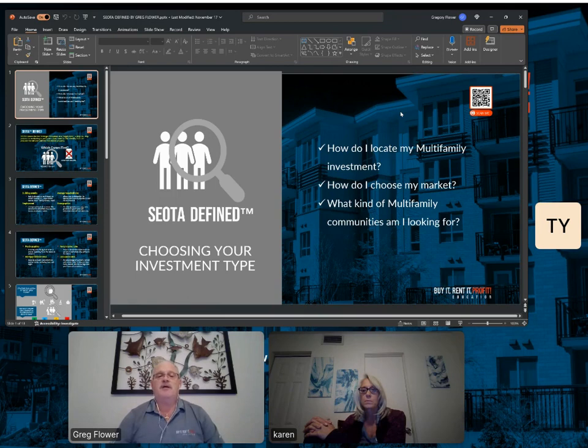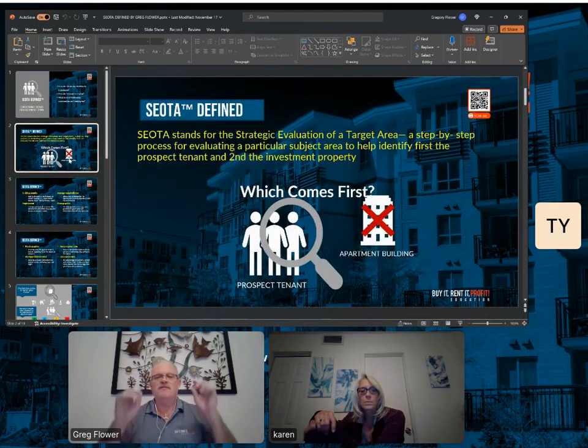So basically, it's how you're going to locate your multifamily investment, how you're going to choose your market, where you're going to look for your property. You're going to look in your backyard. You're going to look in other states. You're going to look in a larger region, multiple states. What kind of multifamily you're going to look for? Smaller multifamilies, 100 units, mixed use, strictly commercial, storage units, more industrial type of things, and what you're going to look for in the communities. So basically, that's the 50,000 foot view of the SEOTA process.